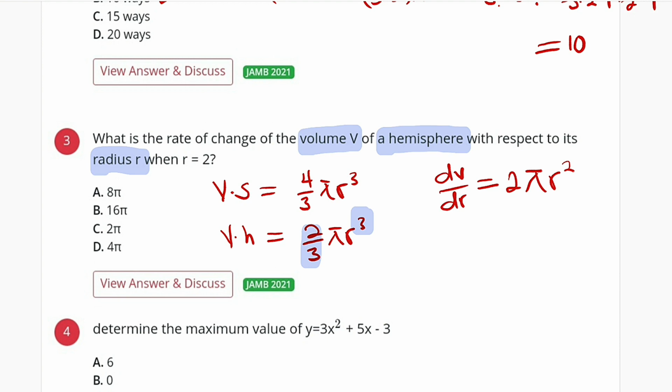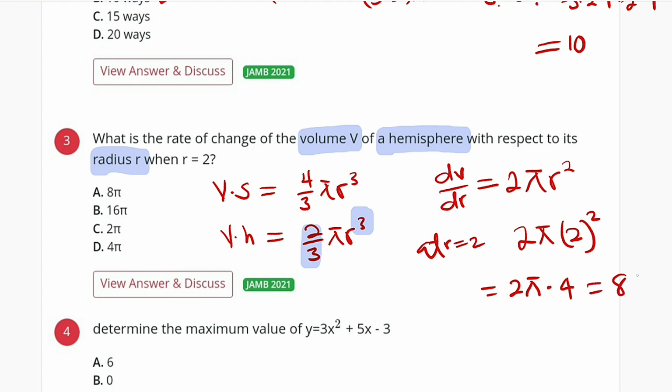But we want to find this at r equal to 2. All we have to do is to substitute the value of r equal to 2. So at r equal to 2, we have 2 pi times 2 squared, because r is equal to 2. 2 squared is 4. Therefore, 2 pi times 4 is equal to 8 pi, which is option A.